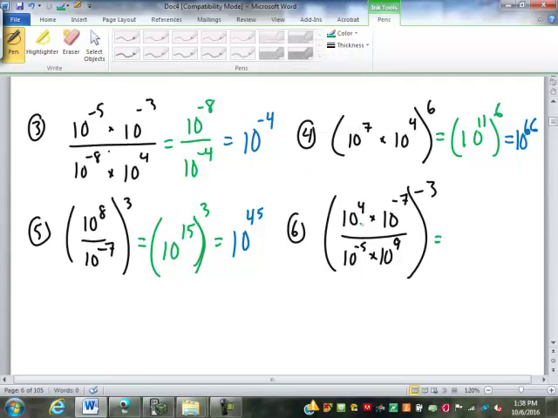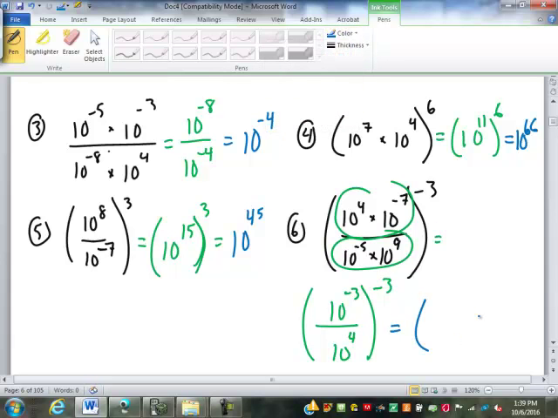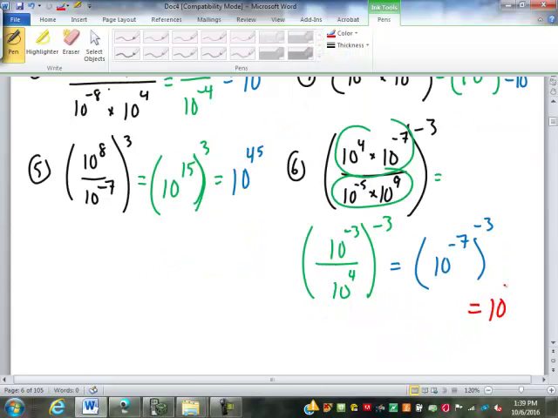Then here, on top, first, 10 to the 4th times 10 to the negative 7th. On top, 10 to the 4th times 10 to the negative 7th. Negative 3. On bottom, 10 to the negative 5th times 10 to the 9th is 10 to the 4th. So you got the power negative 3 here. Now we're going to have to divide inside the parentheses. 10 to the negative 3rd divided by 10 to the 4th is 10 to the negative 7. Negative 3 minus 4 is negative 7. And then to the power of negative 3, 10 to the 21st.